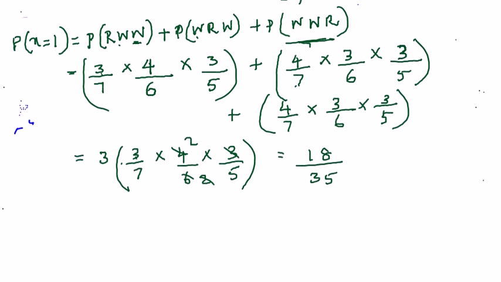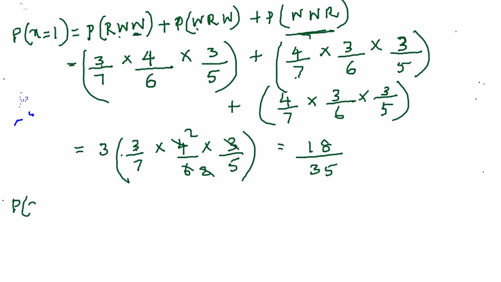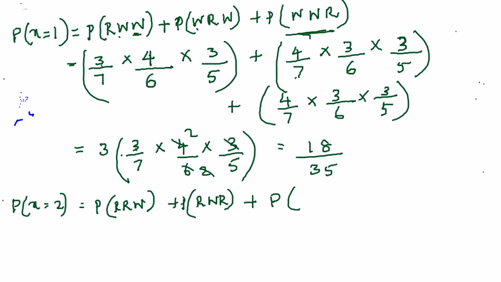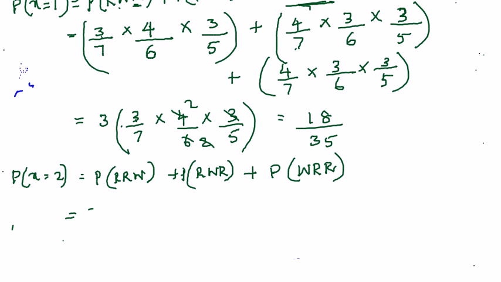So the next outcome would be the probability of getting 2 red balls, which would be either you get a red, red, W, or a red, W, red, or W, red, red. So the probability of getting a red ball is going to be 3 by 7 into 2 by 6 because we have already taken one ball. But the white, this is the first time we are taking a white ball, so the probability would be 4 by 5.